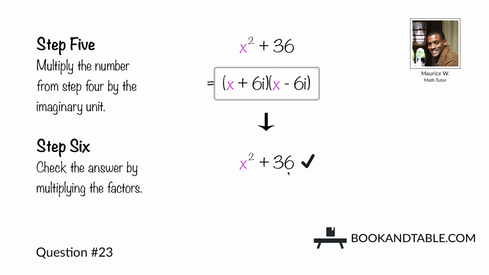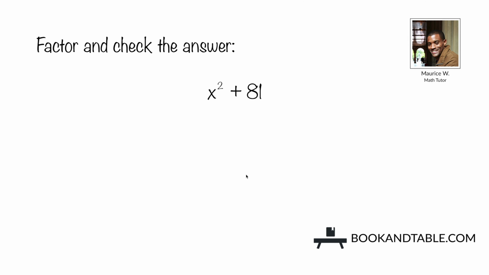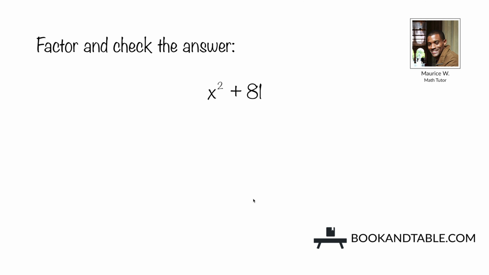So since our final polynomial matches the original polynomial, that confirms that x squared plus 36 can be factored into x plus 6i times x minus 6i. And that is the answer to question number 23. Let's now have a look at question number 24. Factor x squared plus 81 and check the answer. Pause the video, answer this question, and then press play when you are ready to begin.